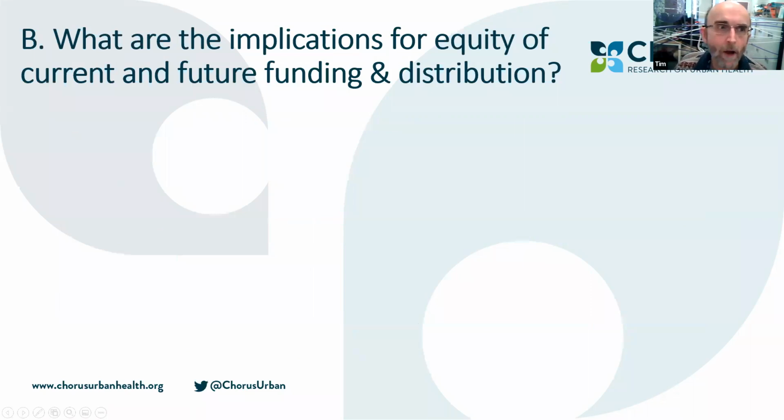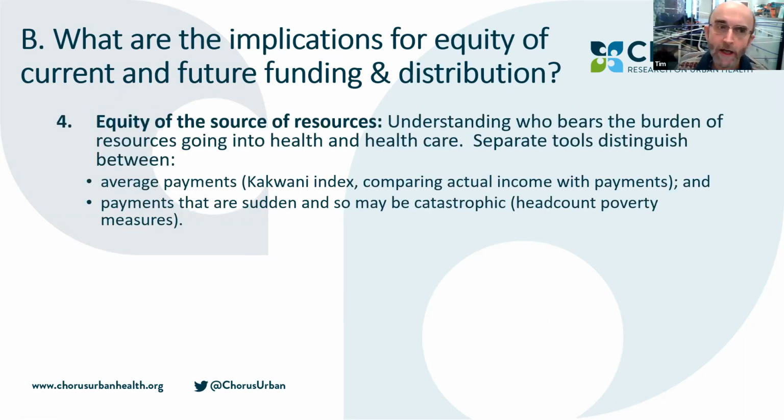The second group relates to equity, and essentially it's addressing the question: what are the implications for equity of current funding, but also future funding? So if new interventions are introduced, what are the likely distributional implications of those interventions? I think there are two types of equity tools that are useful. Firstly, looking at the equity in the source of funding. This is understanding who pays the burden of the resources going into health and healthcare.